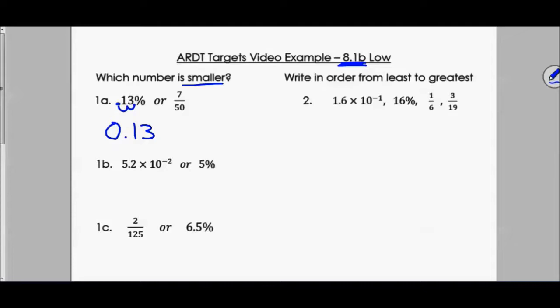Fractions are very easy to change to decimals. The calculator will do everything for you. 7 divided by 50 is 0.14. So when we do this, we want to compare all these decimal places. 0 and 0 doesn't really help us. Then we compare the 1 and the 1. That doesn't really help us, but this 3 versus the 4 is what's going to help us. We're looking for the smaller number. 3 is smaller than 4, so 13% is smaller than 7 divided by 50.